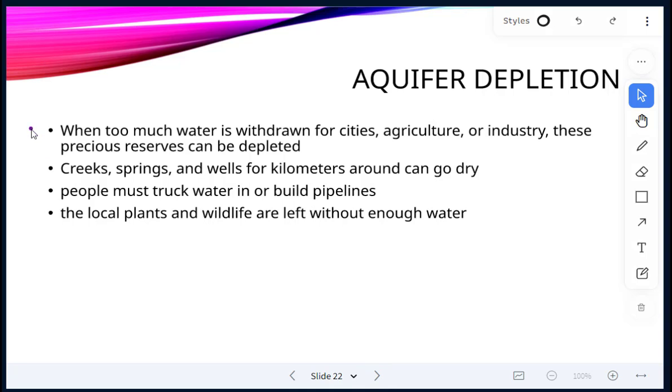When too much water is withdrawn for cities, for agriculture, or for industry, these precious reserves can be depleted. So aquifer depletion: creeks, springs, and wells for kilometers can go dry. And then people have to truck water in or they have to build pipelines. Local plants and wildlife will also be affected because they will be left without enough water.